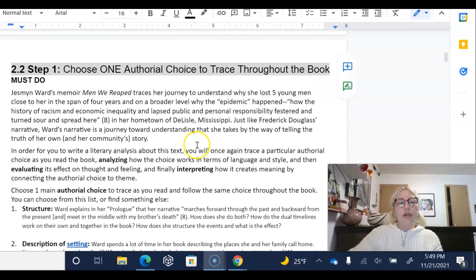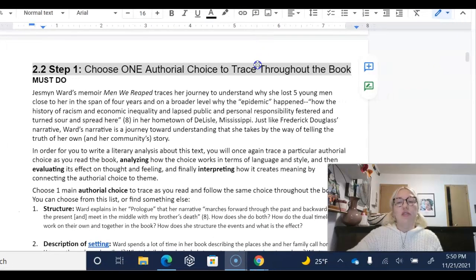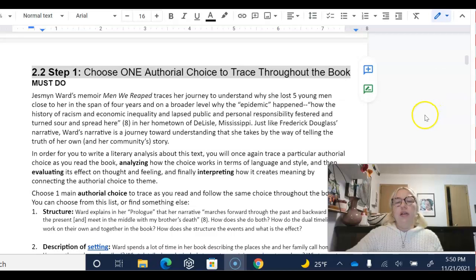Hey guys, I'm here to talk to you about 2.2 Step 1, the authorial choice work that you're going to be doing as you read the book. You'll have 5 chances to look for examples of one authorial choice as you read the book, and then to analyze each example, evaluate the effects of each example, and interpret the meaning of each example. This is really crucial because it's going to help you write your higher level essay, and that's why it's a must do.